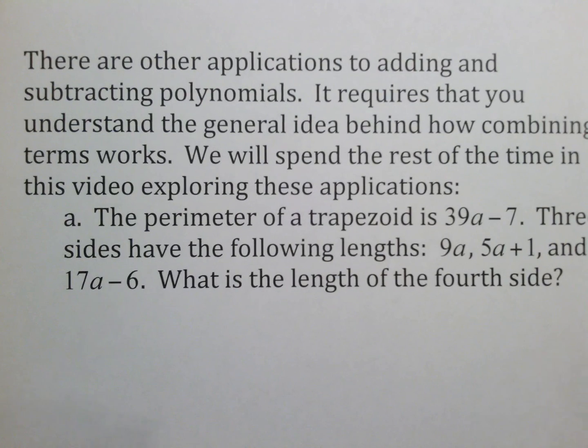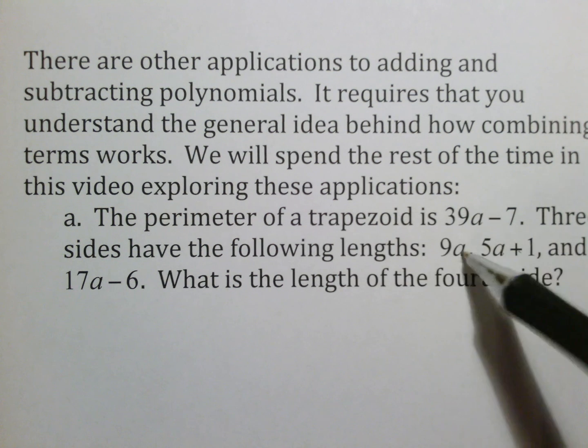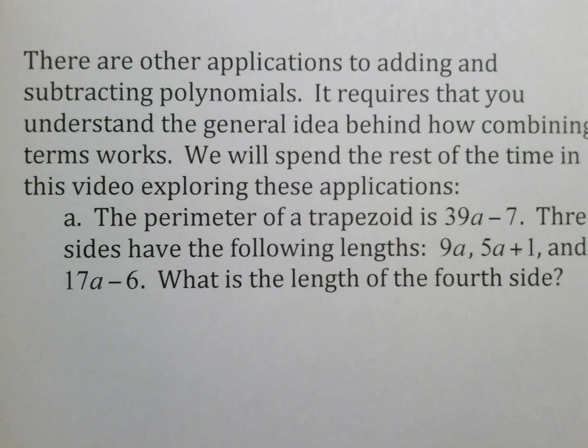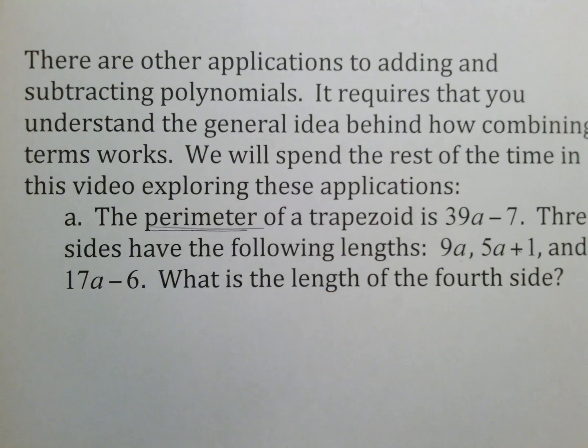But there are applications of adding them that will be on your test, so we need to consider those too. It requires that you understand the general idea behind how combining like terms works. We will spend the rest of the video exploring these applications on two or three questions. Actually, I think it's just two with an application on another one. One of the questions talks about the perimeter of a trapezoid being a certain amount, and it gives us three sides: 9a is one side, 5a plus 1 is another, and 17a minus 6 is the third. The key thing to remember is that perimeter is what happens whenever you add all the sides up.